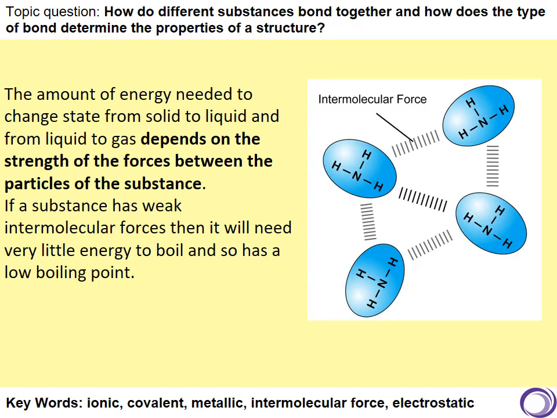So the amount of energy needed to change a substance from a solid to a liquid will depend on the strength of the forces between the particles of the substance. If this intermolecular force is weak, then it will take very little energy and the substance will have low melting and boiling points. If the force between the molecules is strong, then a lot of energy is needed to turn them to a liquid or a gas, and therefore they will have high melting and boiling points.